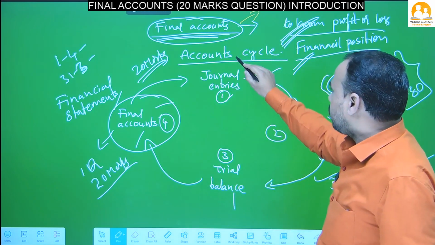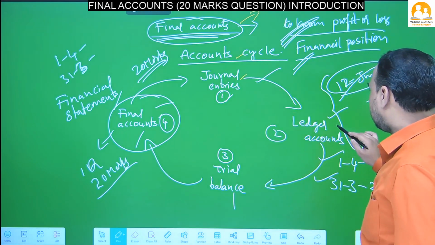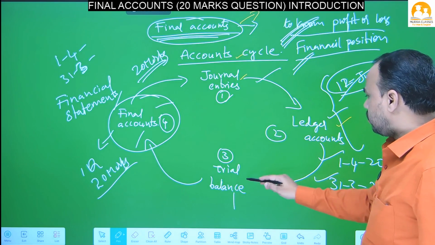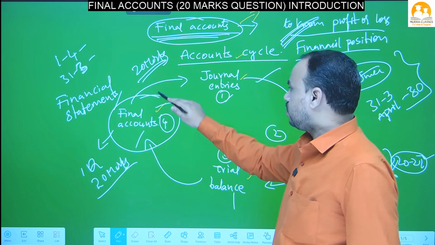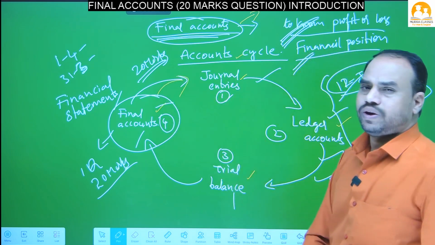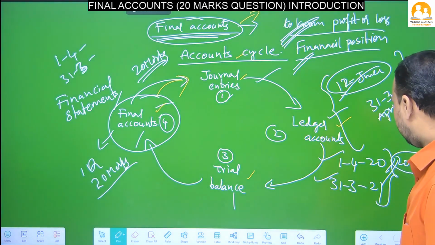The first step in the accounting cycle is journal entries. The second step is ledger accounts. The third step is trial balance, and the fourth step is final accounts. After completing final accounts, next year we once again write journal entries. This is the procedure of the accounting cycle, which we already discussed in the previous class.